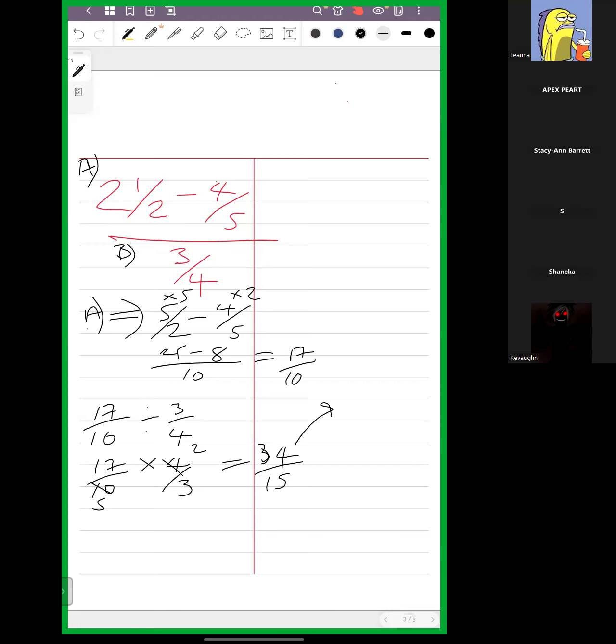You know you are to write your answer in its lowest term. The instruction was expressed as a single fraction. So 34 over 15 would mean that my answer is going to be 2, because 15 goes into 34 twice. And there should be a very small amount of remainder of 4 over 15. And that is how you scrape up 3 marks from CXC.